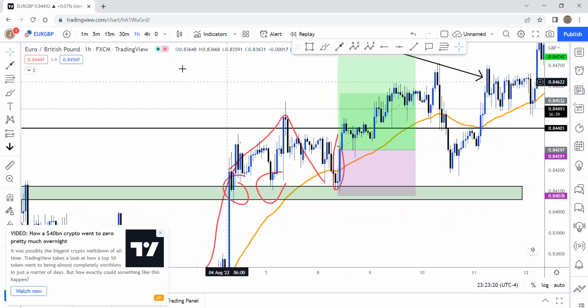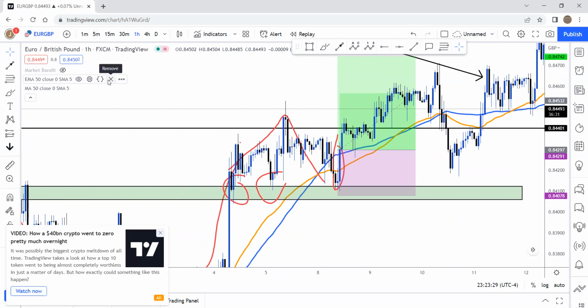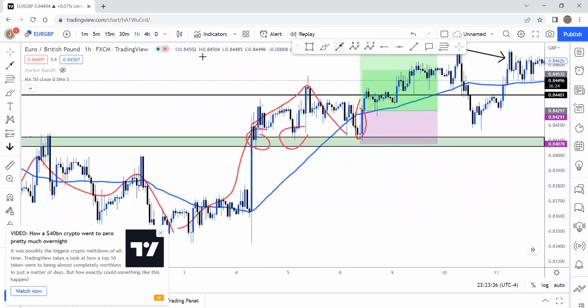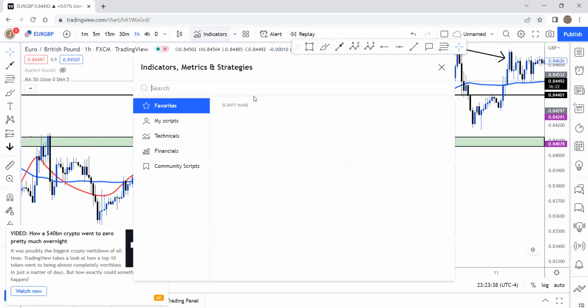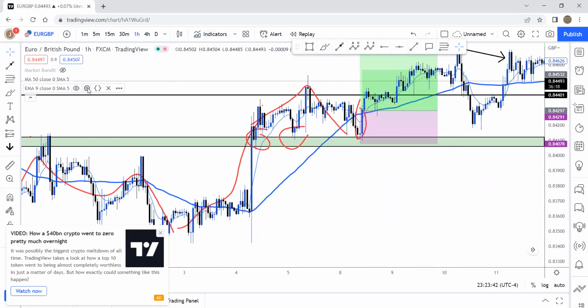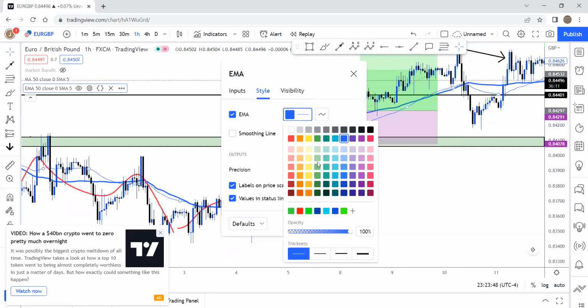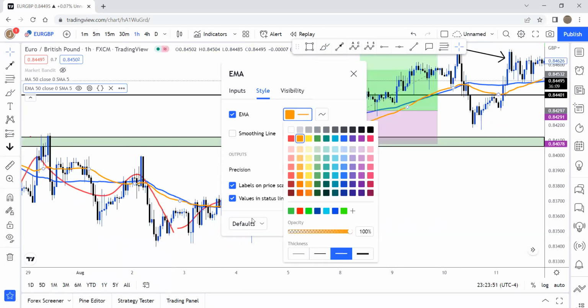Once again, you could use different types in terms of difference. So let's say, for example, let's switch to SMA. The simple moving average is the same thing. As you can see the difference, let me add that back for the EMA. Let's do 50 again. I want to show you guys the difference when it comes to trading. Let's make that orange again, make it look thick.